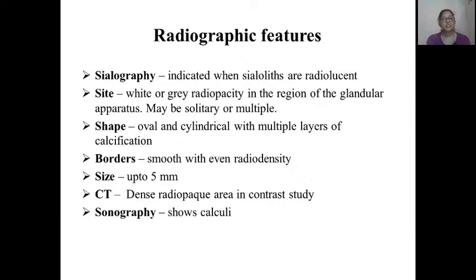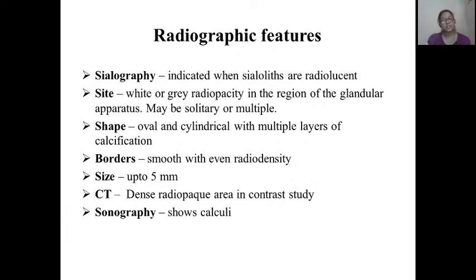The radiographic features: sialography can be indicated when sialoliths are radiolucent. Usually, acute sialoliths are radiolucent, which eventually become radiopaque. A white or grey radiopacity in the region of the glandular apparatus, which may be solitary or multiple, can also be seen in the ductal area. Shape is oval or cylindrical with multiple layers of calcification. Borders are smooth with even radiodensity. Size varies up to 5 mm.